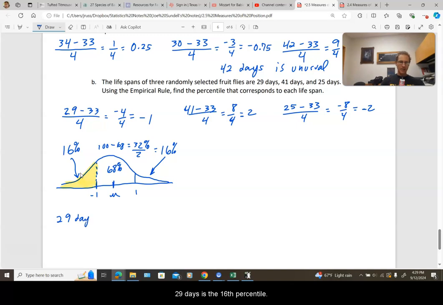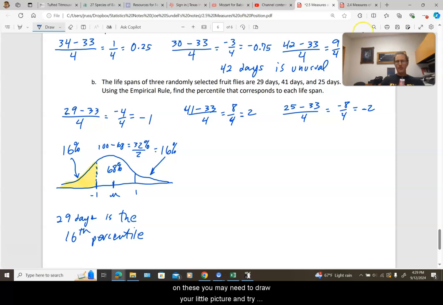29 days is the 16th percentile. Okay. So guys, on these, you may need to draw your little picture and try to figure out how much of the distribution do I have in each little piece. Okay. And then we're going to do the same thing for this next one.